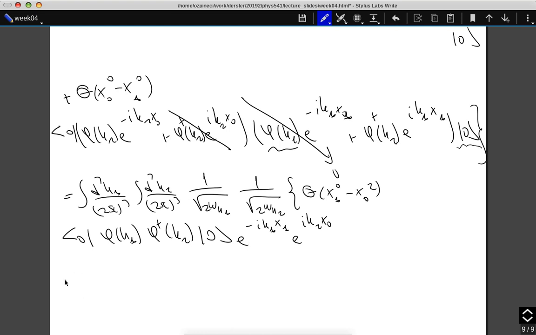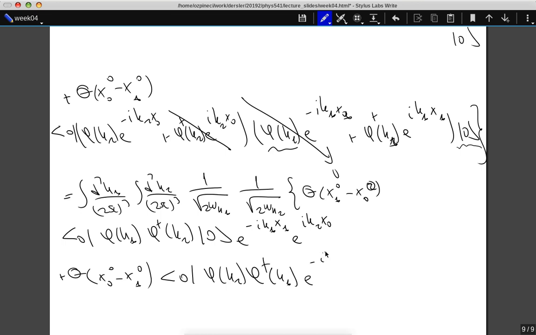Then I have plus theta x00 minus x10. And what is left inside is phi of k1, phi dagger of k1, e to the power minus i k2 x0, e to the power i k1 x0. Vacuum.